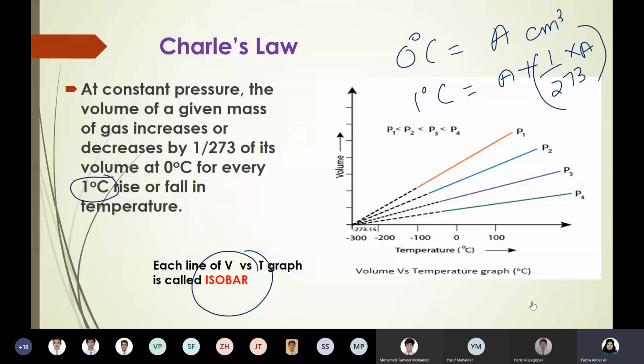So here in Charles' law, you're keeping the pressure constant. You're plotting the graph for volume and temperature, which will be a straight line because they are proportional to each other. Volume is proportional to temperature, meaning it is a straight line. Am I clear?